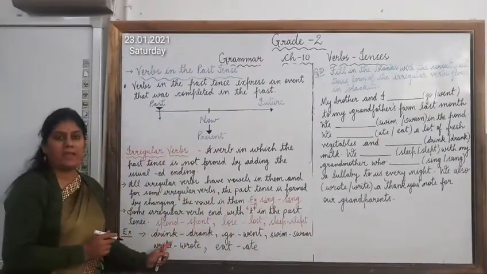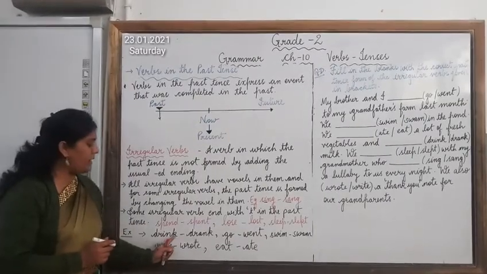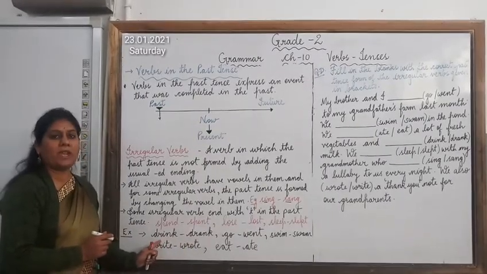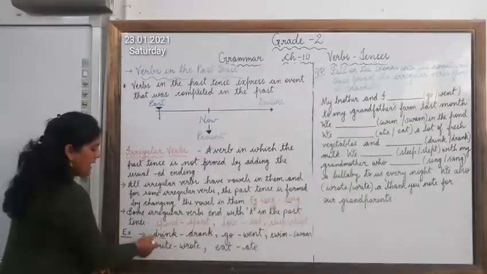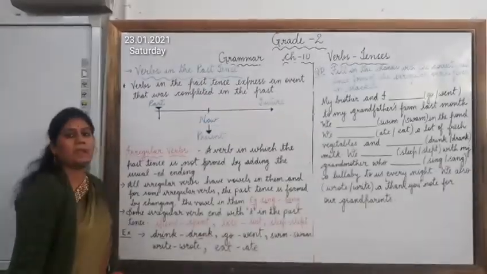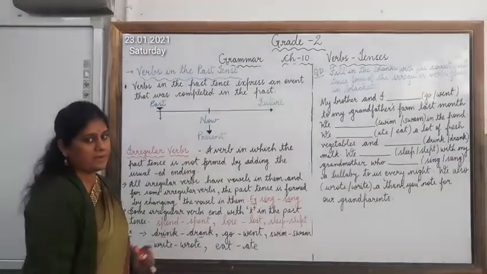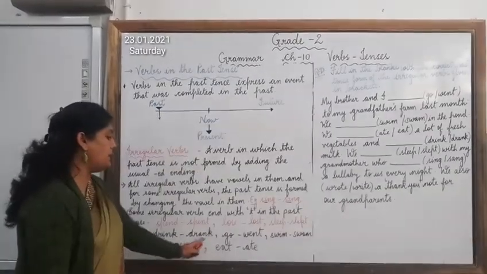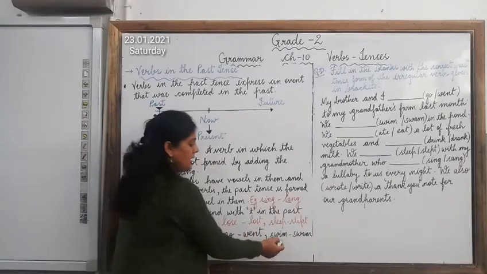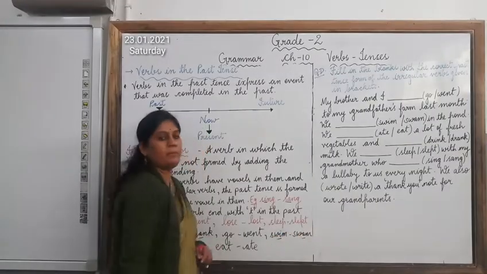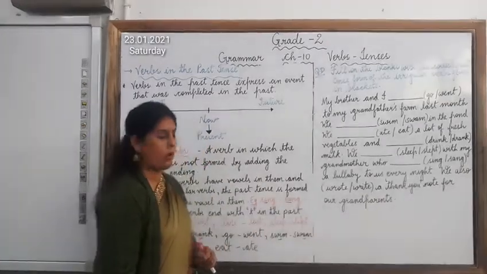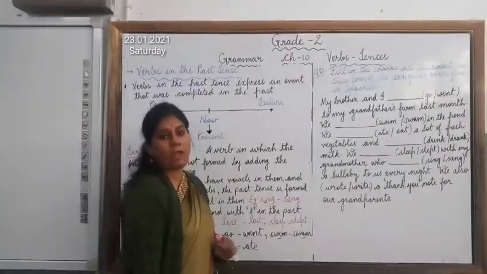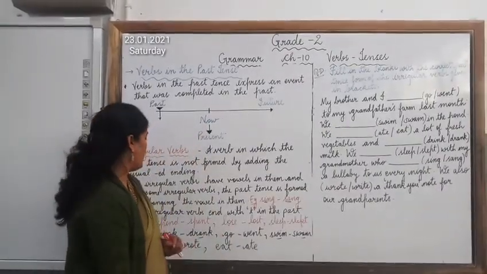Then here you can see one more example, drink, drank. The present form is drink and the past form is drank. So here you can see I have changed the vowel I into a in the past form. Here also you can see swim, swam. Here I have changed I to a in the past form. So swim will become swam.